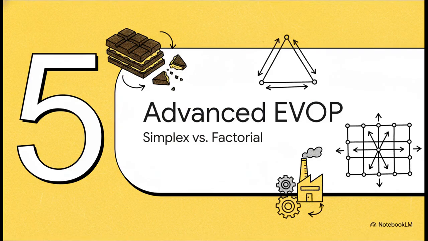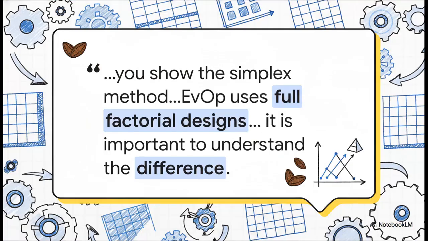Okay, to wrap things up, we need to talk about a critical detail in how these experiments are designed. The method we just saw in the chocolate example is super effective, but it's not the only way to design an EVOP experiment. Let's quickly look at the difference between simplex and factorial designs. In fact, someone who read the original source material, a sharp observer named Alejandro, pointed this out. He noted that while our chocolate example uses a simplex method, traditional EVOP, as George Box first imagined it, often used something called full factorial designs. And he's right, it's a really important distinction for anyone looking to do this properly.